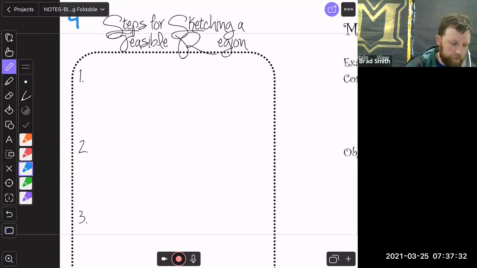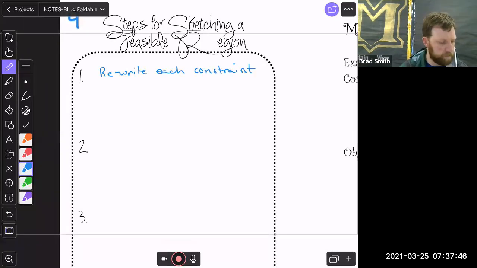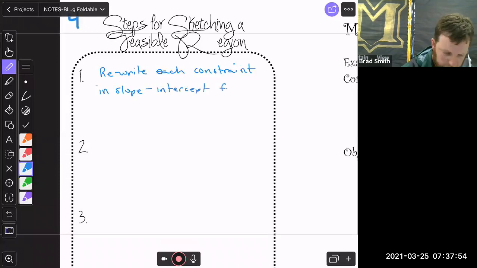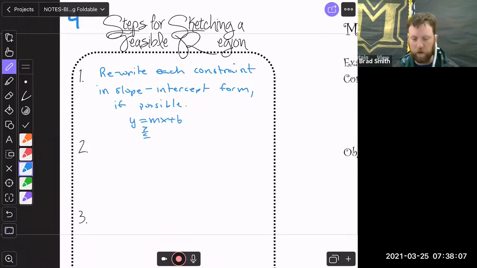So step one, we're going to rewrite each constraint in slope intercept form, if possible. That's only if it's possible. So what we have here is y is equal to mx plus b, but you're going to have greater than or less than signs as well, because they're inequalities.